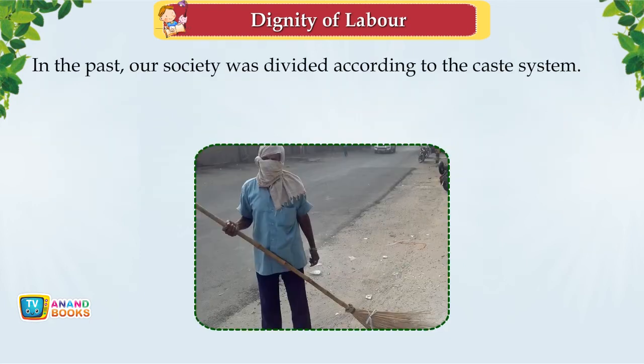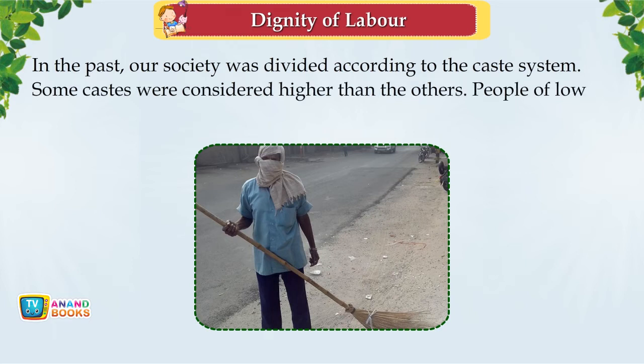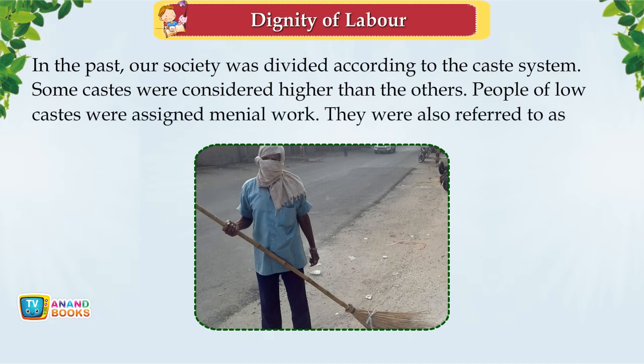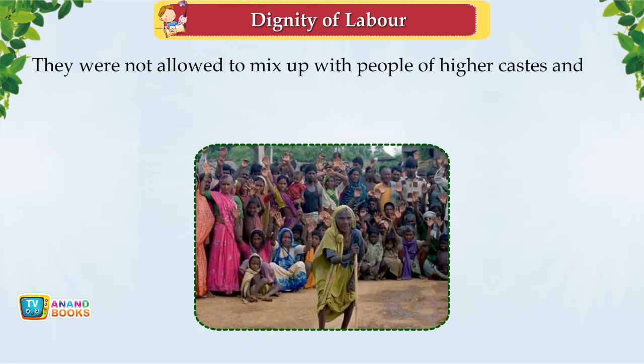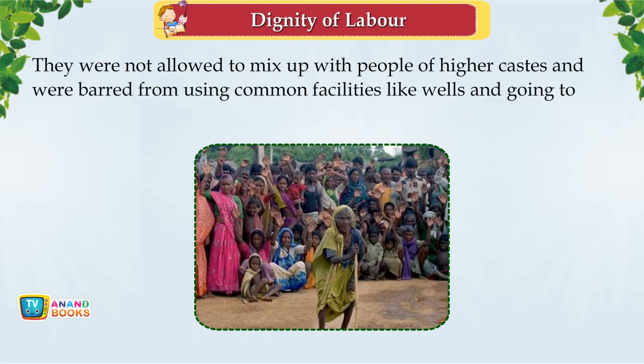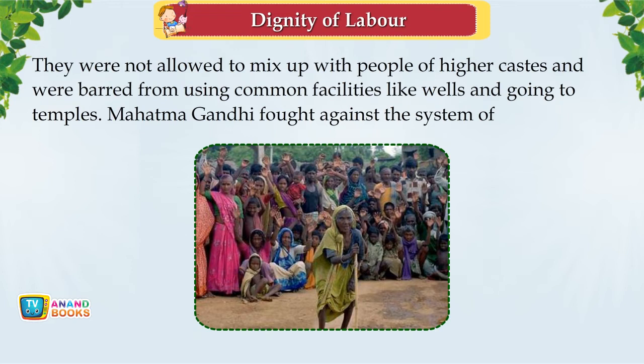In the past, our society was divided according to the caste system. Some castes were considered higher than the others. People of low castes were assigned menial work. They were also referred to as untouchables. They were not allowed to mix up with the people of higher castes and were barred from using common facilities like wells and going to temples.